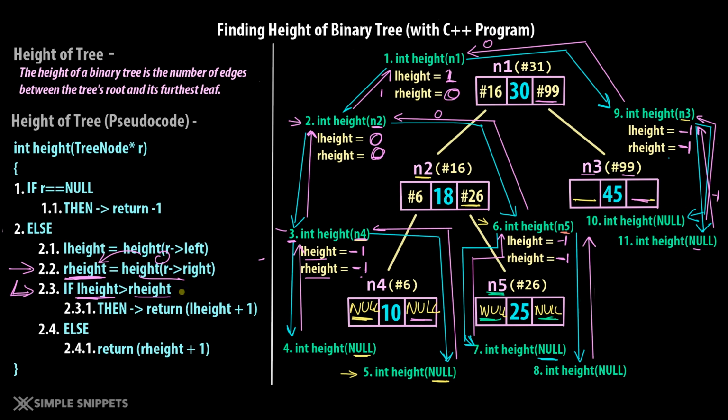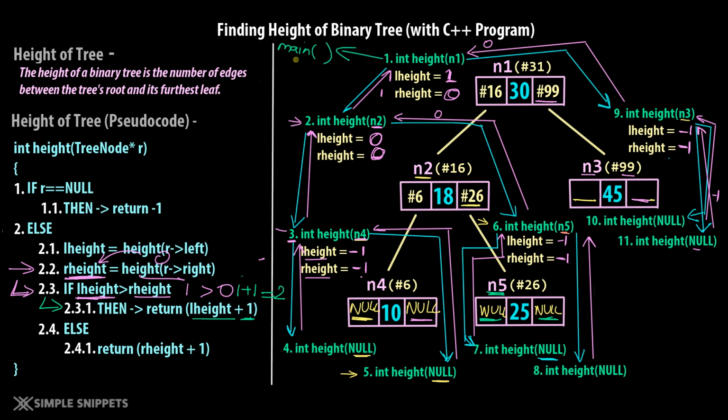So left height is 1 and right height is 0. So this if condition now becomes true. So now you'll go inside this if condition and you'll say then return left height plus 1. So left height we just said is 1. So you'll say 1 plus 1, which is equal to 2. And this, my friends, will be returned to the main function.